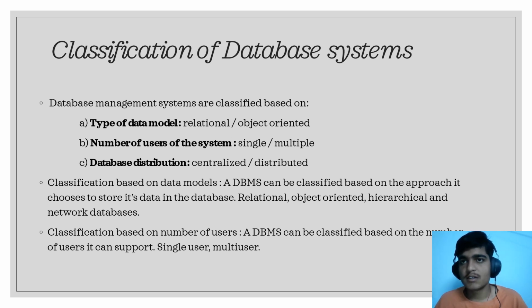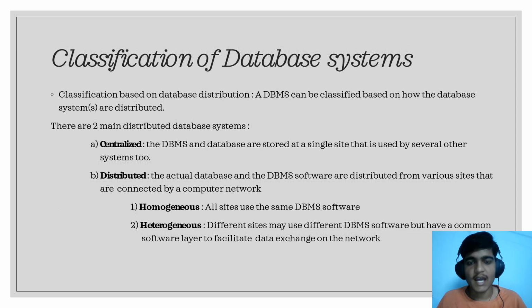Then there is classification based on number of users. The database can be classified by whether the user using the database is a single user, or there are multiple users using the database. And third is the hierarchical distribution system.